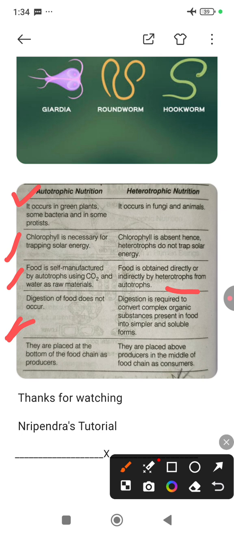Last number: autotrophs are placed at the bottom of the food chain as producers, because in a food chain the producer is at the bottom, then the primary consumer, then the secondary consumer, then the tertiary consumer, then the apex consumer. But heterotrophs are placed above the producers, in the middle of the food chain, as consumers. Clear? So dear friends, today I completely covered the concept of the autotrophic and heterotrophic mode of nutrition.